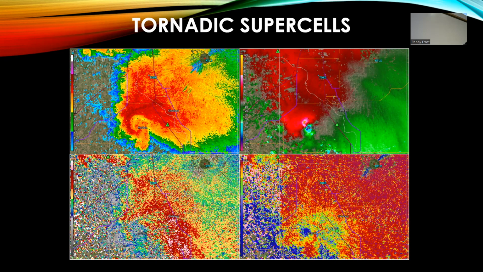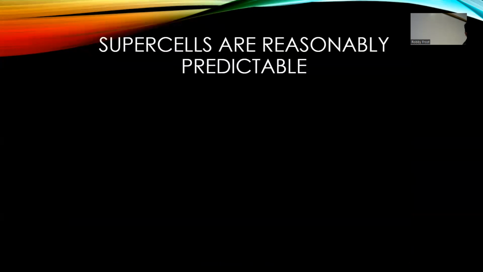Okay, we'll talk about tornadic supercells. We'll test the weenies. What storm is that? 5, 4, 3, 2, 1. What was it? Good. Yeah, it was the cold storm.